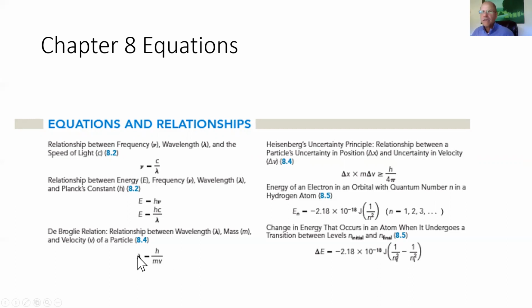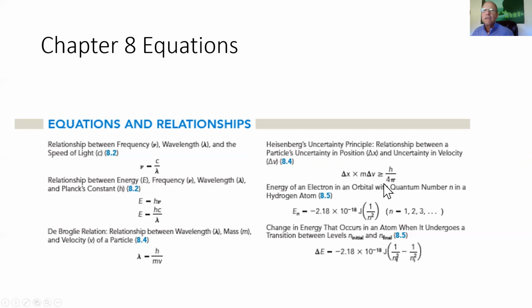The de Broglie relation: the wavelength, lambda, of a particle of mass m moving at velocity v. The de Broglie wavelength, the wave nature of matter. Heisenberg's uncertainty principle: the uncertainty in the position times the mass and the uncertainty in the velocity is greater than or equal to h over 4 pi.